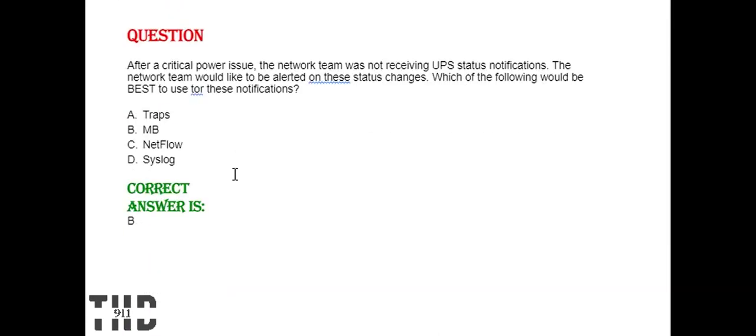After the critical power issue, the network team was not receiving UPS status notifications. The network team would like to be alerted to these status changes. Which of the following would be best to use for these notifications? Option A, traps. Option B, MIB. Option C, NetFlow. Option D, syslog. The correct answer is option B.